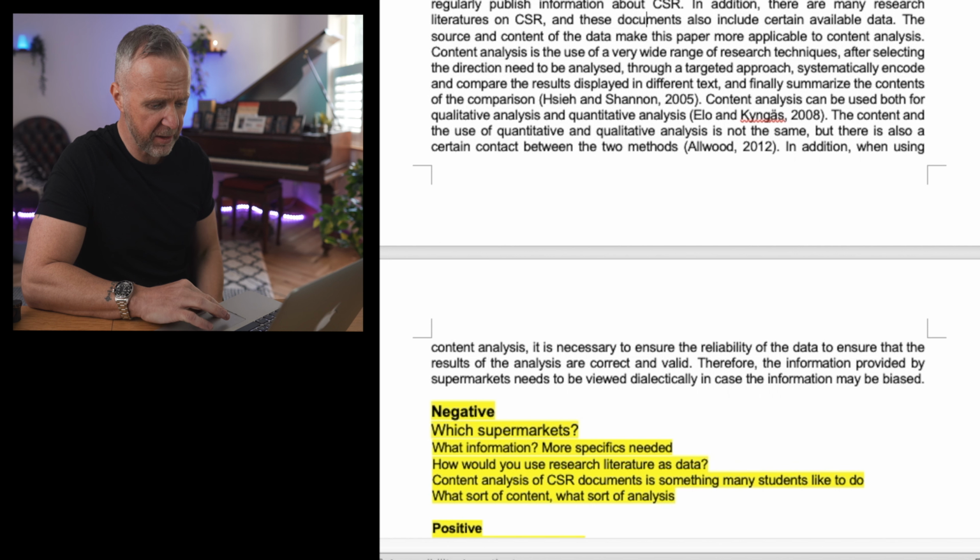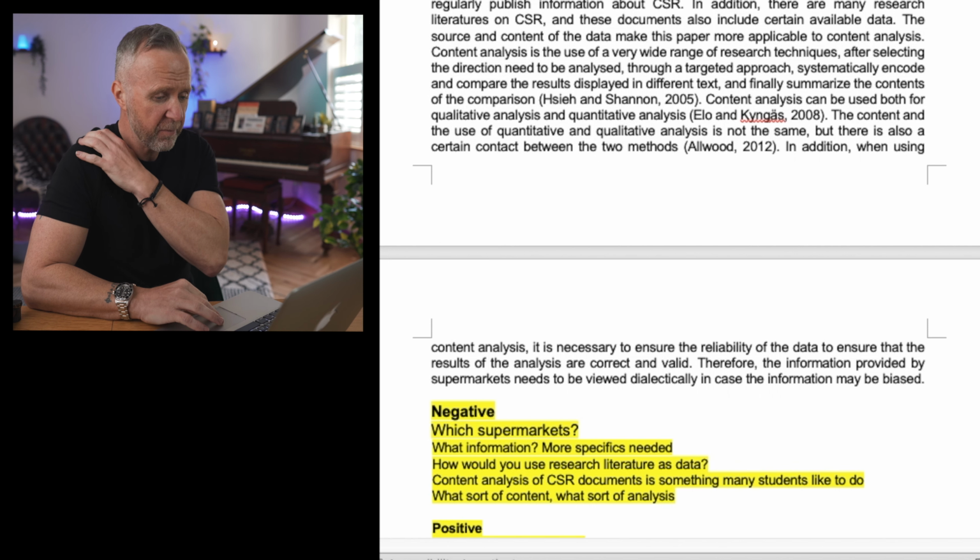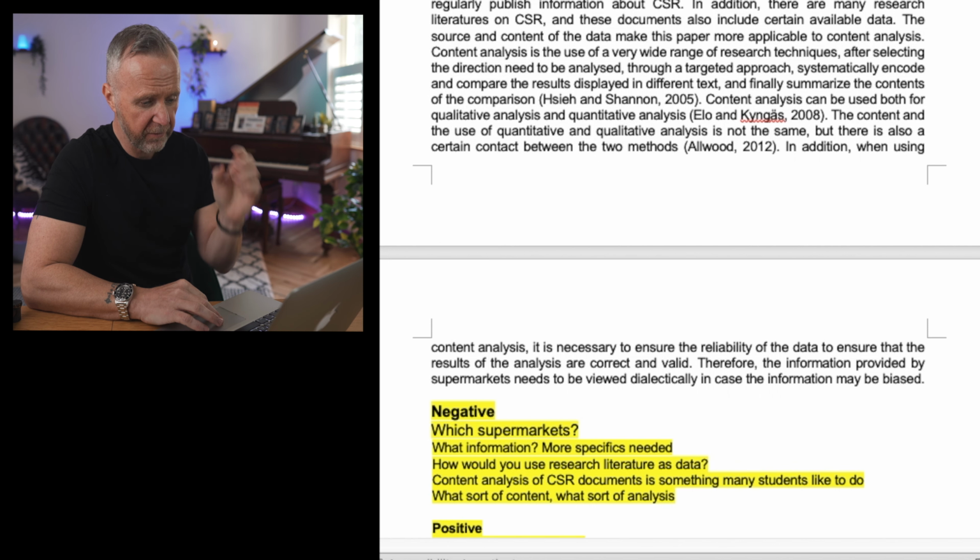So what are the negatives and the positives that I've noted? I think there could have been more scoping and refining about what it is they're actually looking at. So in particular, which supermarkets, these weren't specified. So that could be stated at this stage. Why not? It could be changed later.